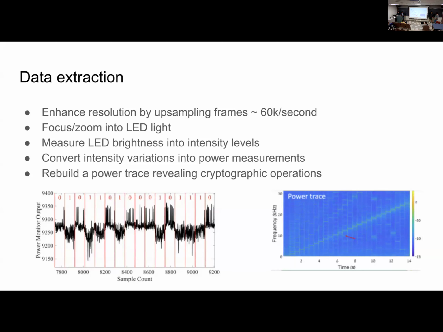So if you see on the illustration on the right, the frequency and time illustrate a bright pattern. So that bright pattern could reveal what type of cryptographic operations are occurring per each instance of time.